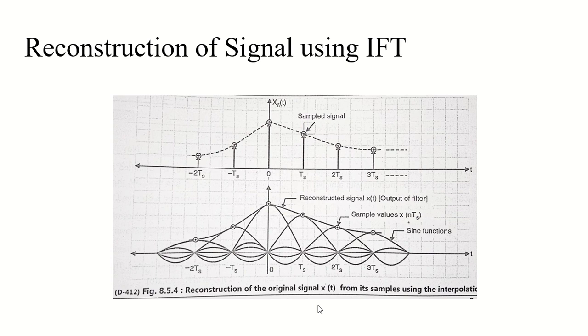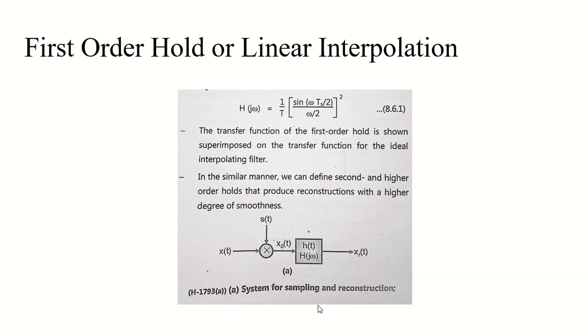Now let's see the first order hold, or linear interpolation. So in crude interpolation, what did we do? Let's say we have zero order hold. If it is not sufficient, then we have to use the first order hold or linear interpolation, right? Or you can use a variety of smooth interpolation strategies as well. So except for first order hold, we have higher order holds as well.